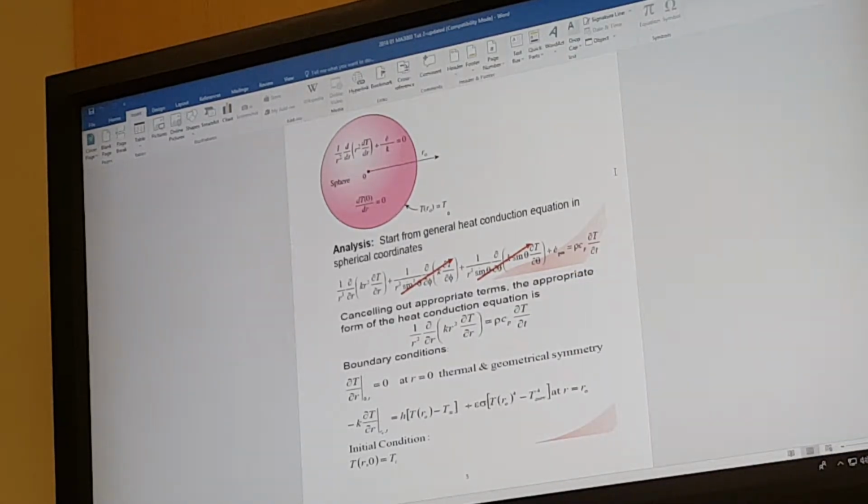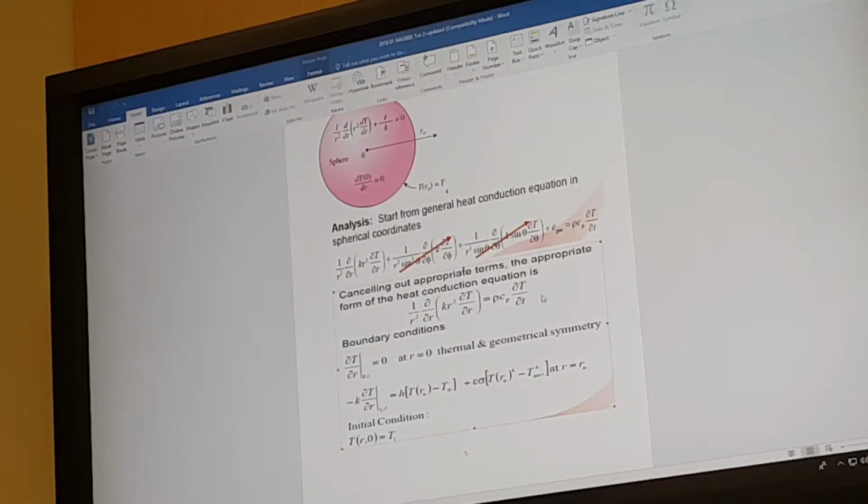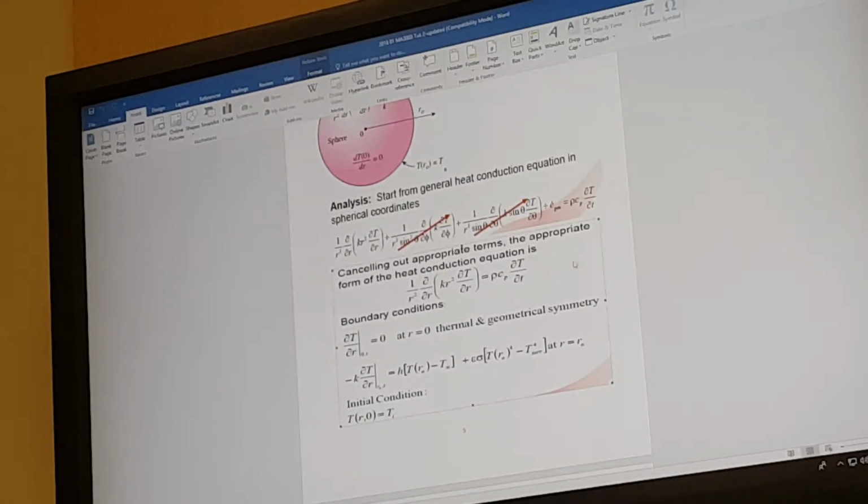But the temperature here is not a constant, it's a variable, right? In here, we only have one unknown, one independent variable, R. T is a function of R, right? It is a second order differential, so we need two boundary conditions. We only need the two boundary conditions.